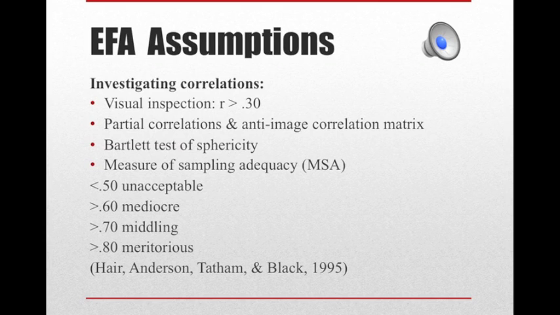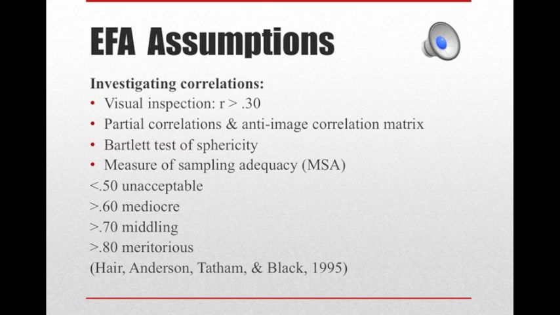The Bartlett test of sphericity is a statistical test for the presence of correlations among variables and provides the statistical probability that the correlation matrix has significant correlations among at least some of the variables.